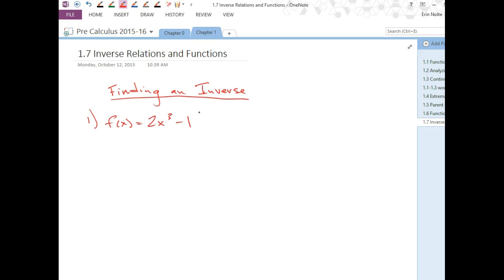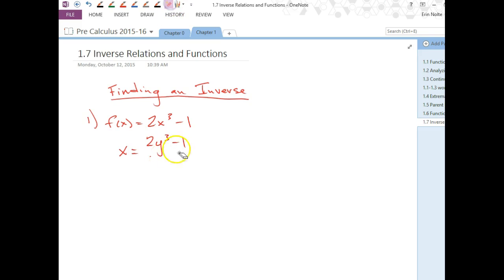All right, so in order to find an inverse, all you are going to do is simply switch the x and the y, and then solve for the y. Notice right now I don't have a y written. So what is really my y? My f of x, right? I'm still going to use a y when I switch it because y looks easier to solve for than an f of x. So I'm going to start by doing x is equal to 2y cubed minus 1.